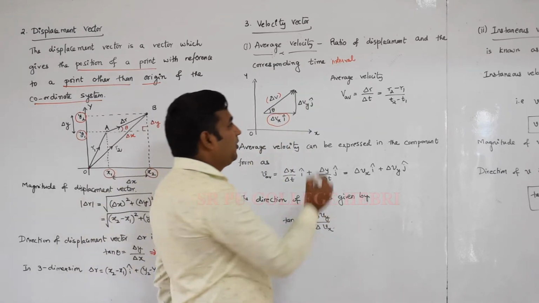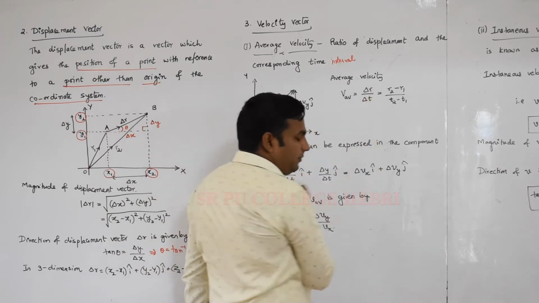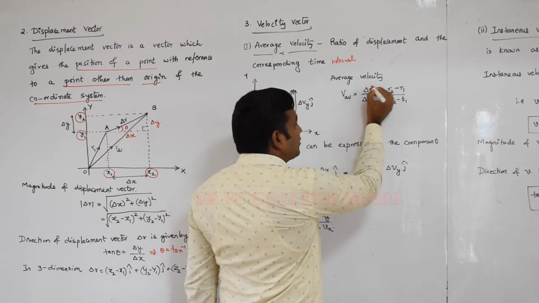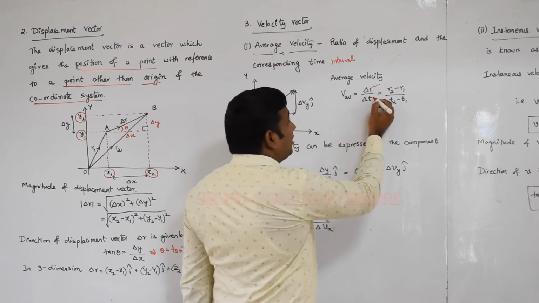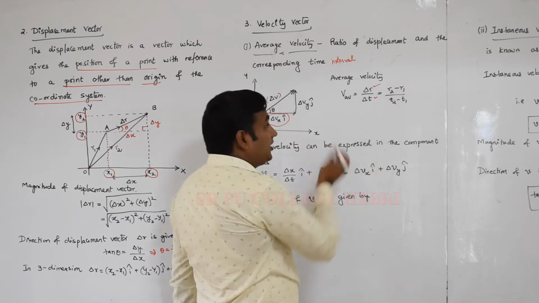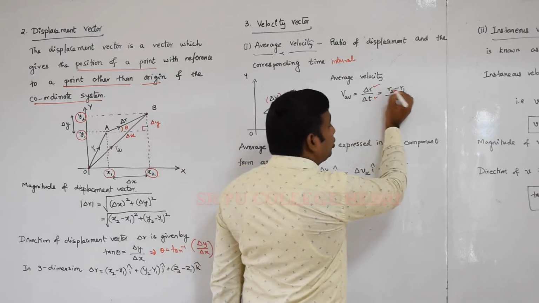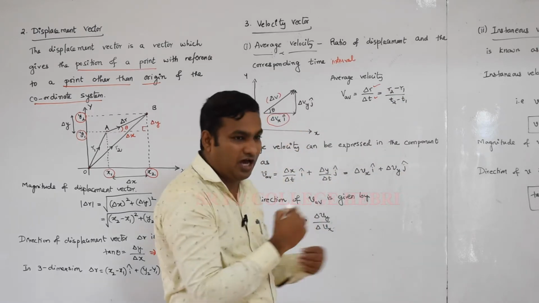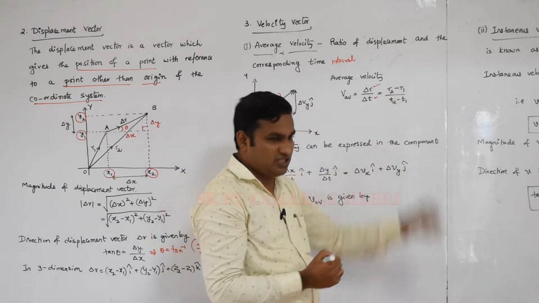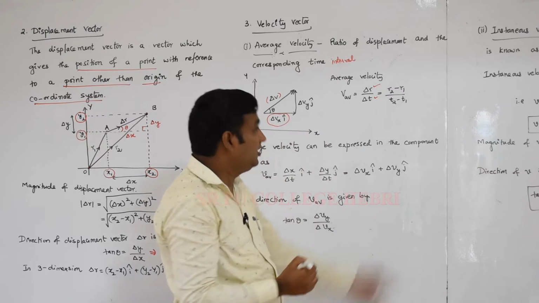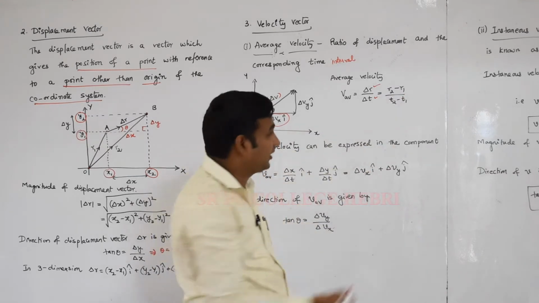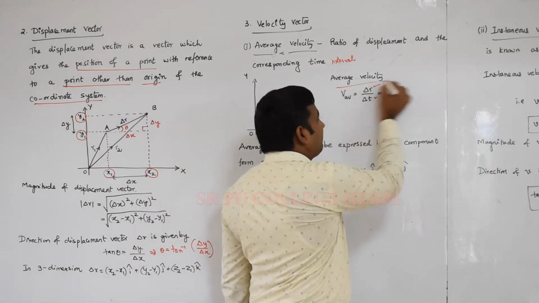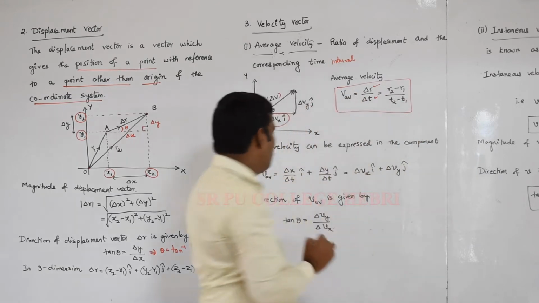Therefore average velocity is nothing but delta r divided by delta t, where delta r is called the displacement vector and delta t is the time interval. Here delta r, depending on the 2 position vectors r1 and r2, is r2 minus r1, the position vector difference, which gives a displacement vector. Divided by t2 minus t1, this is the formula for average velocity.